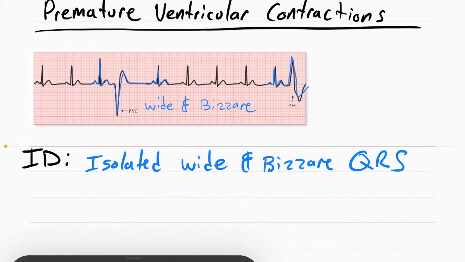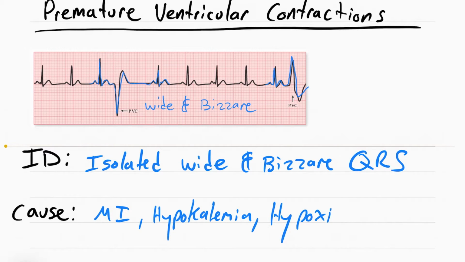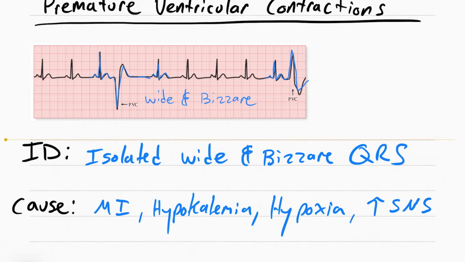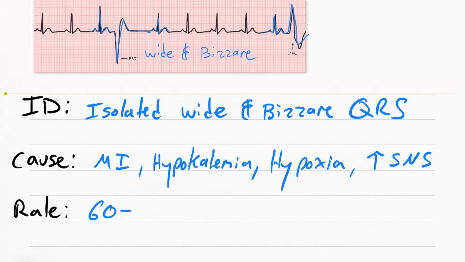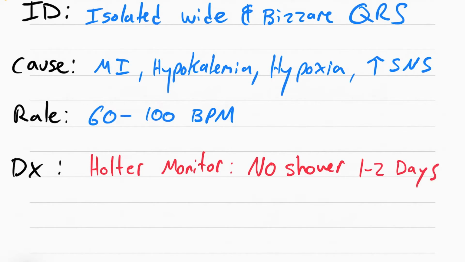These wide and bizarre QRS complexes are caused by an MI, hypokalemia, hypoxia, or an increase in the sympathetic nervous system, like drinking coffee. The rate is still 60 to 100 beats per minute, except there's a random PVC popping up once in a while. Sometimes catching these can be kind of difficult because they randomly appear. So to diagnose these, the patient is given something called a Holter monitor. The patient wears this Holter monitor for 1 to 2 days, and you have to make sure you teach them not to shower in those 1 or 2 days because the monitor cannot get wet.